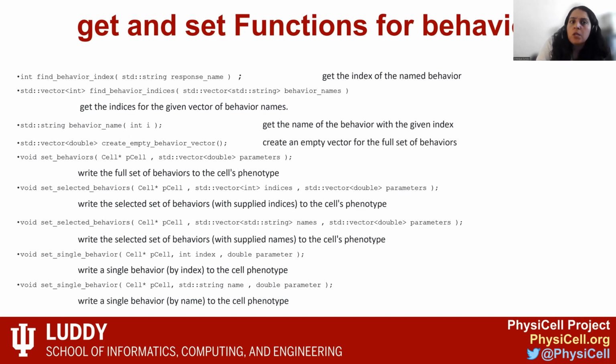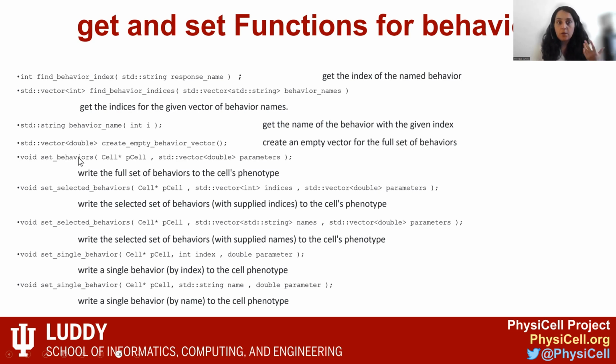So how would you access the behaviors? You can use find behavior index. Again, the same thing: get the index of the named behavior. You can get behavior indices in the form of a vector, so you can get one index or a vector of indices. You can get the string, the behavior name, a human readable name for that, or you can get an empty behavior vector for that.